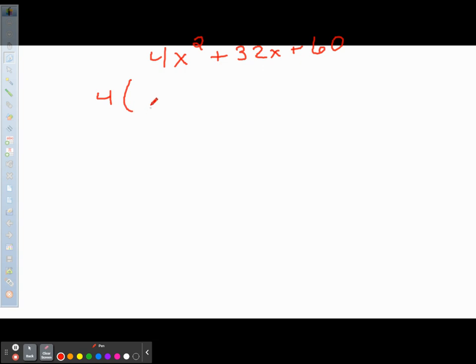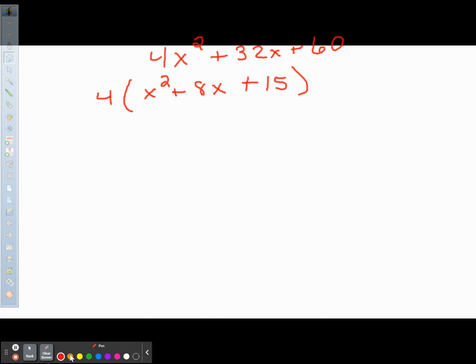What did you think about it? Then you leave it, and then you try to factor it like it is, which we're going to do. Alright, so 4x squared divided by 4 is x squared. What's 32 divided by 4? So it would be plus 8x. And what's 60 divided by 4? So that would be plus 15. So inside your parentheses, you have x squared plus 8x plus 15.